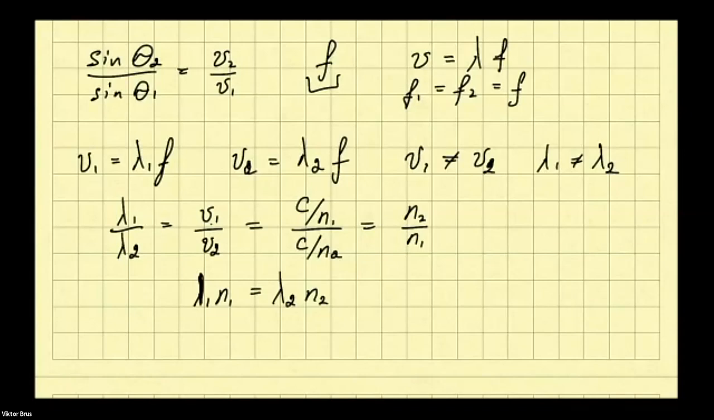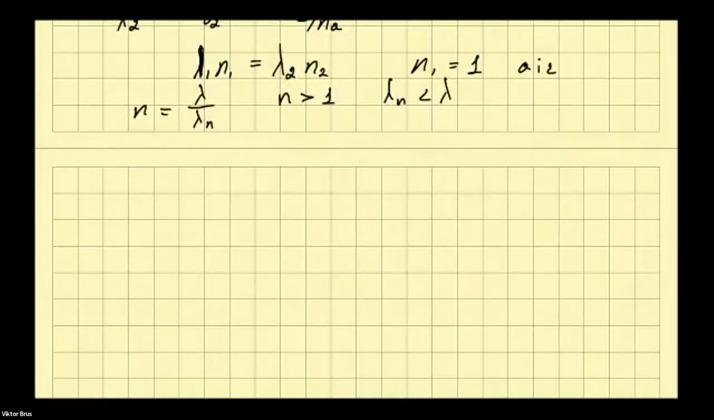So assuming that n1 is equal to unity, for instance, that is vacuum or air, we can write that n, the refractive index of the new material which causes this reflection and refraction, should be equal to lambda in air divided by lambda in this new material, the wavelength of the light. Since all materials possess a refractive index larger than unity, we see that lambda n should be smaller than lambda. So every time light goes from vacuum or air into some other material, for instance glass, its wavelength will change. However, frequency remains the same because of conservation of energy.